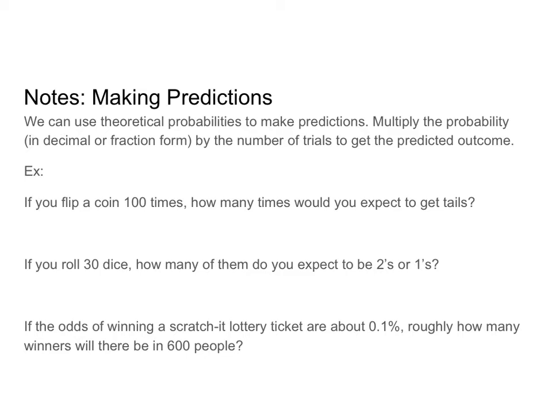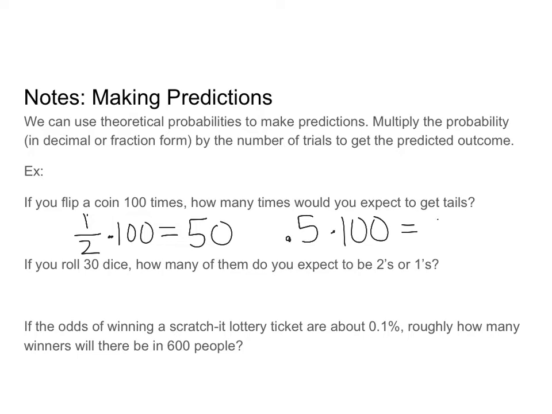So if you flip a coin 100 times, how many times would you expect to get tails? Well, if about half the time it's going to land on heads and half the time it's going to land on tails, then we would expect that 1/2 times 100 would give us 50, or 0.5 times 100 would give us 50. So we would expect to get tails about 50 times, which should make sense.